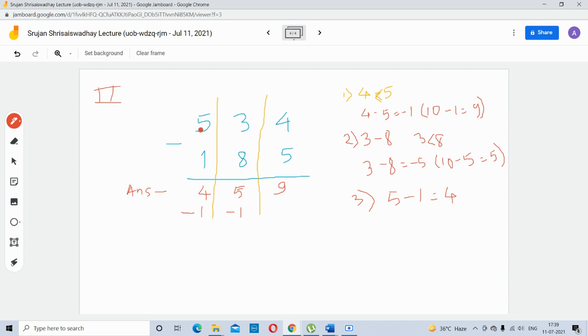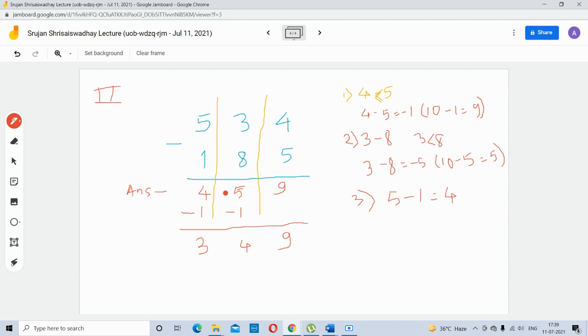Okay. Now there is no more reduction. So what you are going to do? You keep 9 as it is. So 5 minus 1 is 4 and 4 minus 1 is 3. So this is what your final answer is.